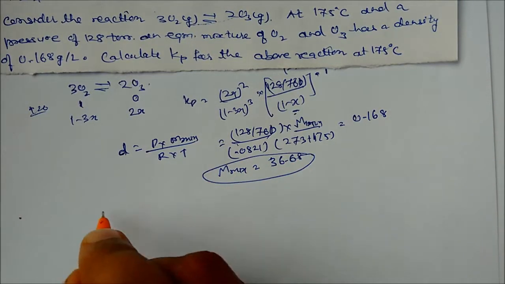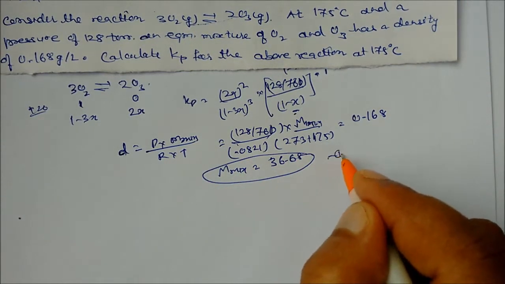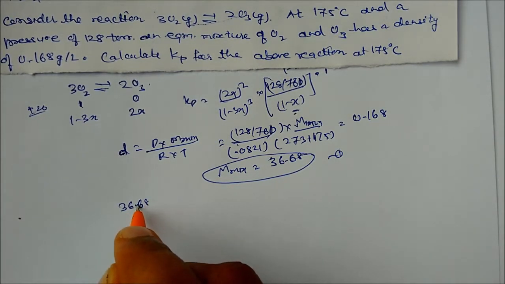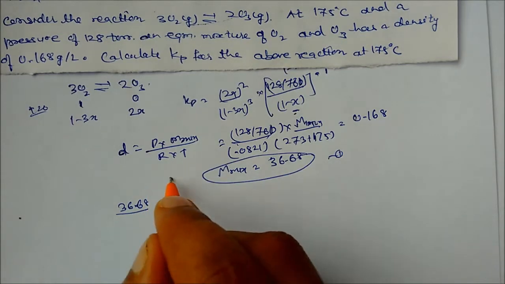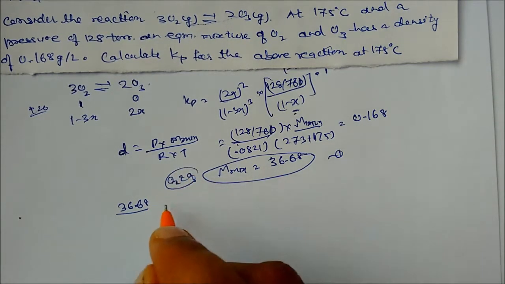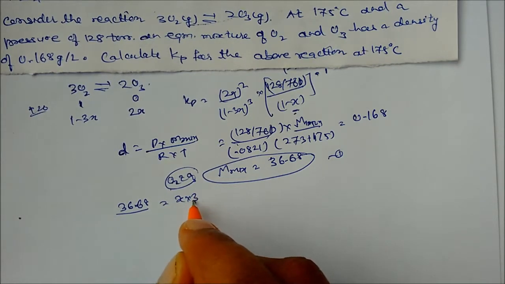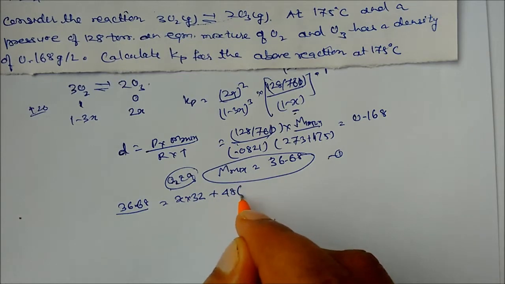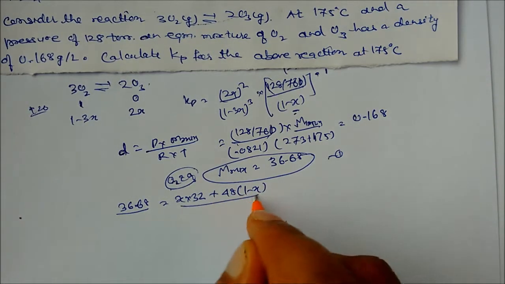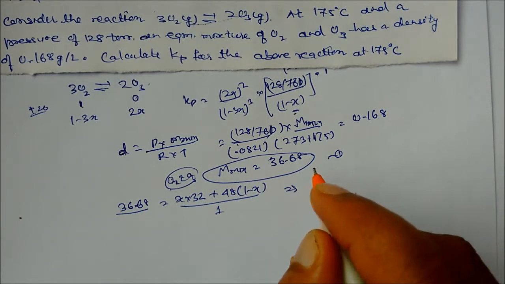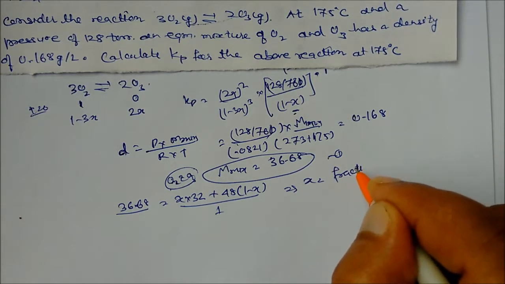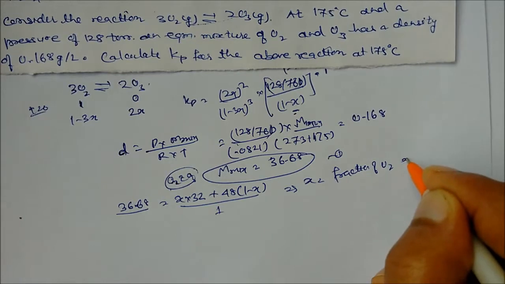This is one equation. The other way we can write here: 36.68 is the molar mass of the mixture of the oxygen and the ozone. This we can find out. If you take x, then x into 32 for oxygen, and for ozone it is 3 into 16, 48. This is 1 minus x, so we can write this divided by 1. In this way we can find x, which is the fraction of oxygen at equilibrium.